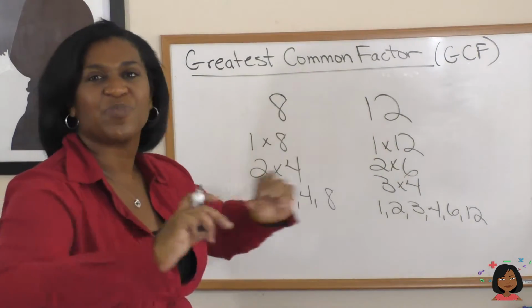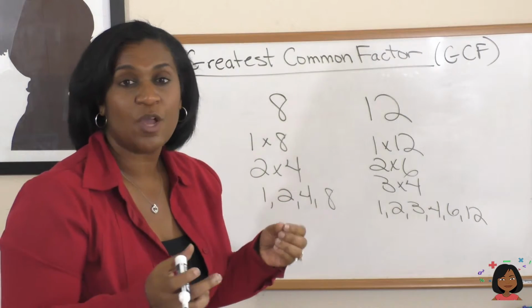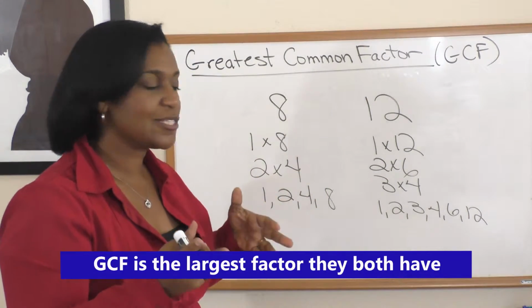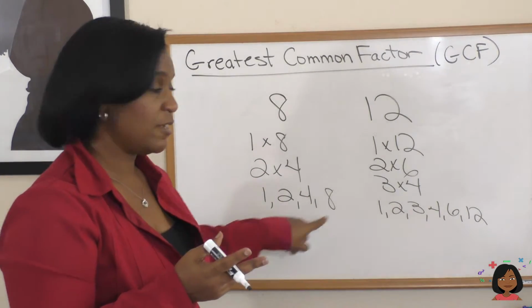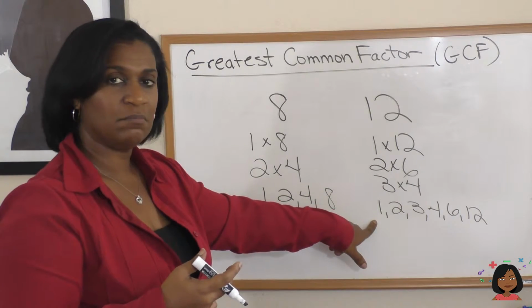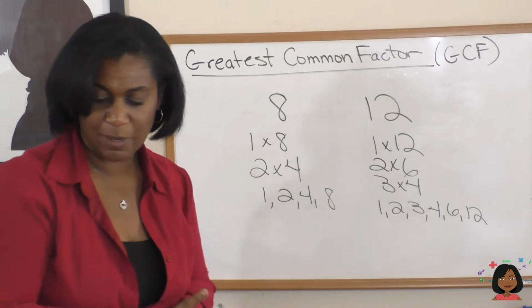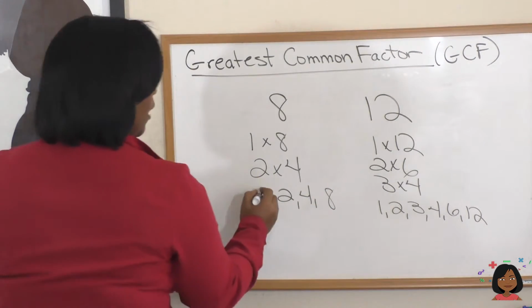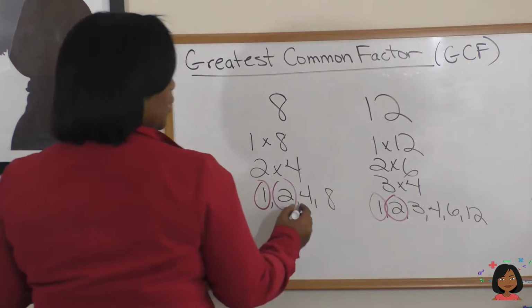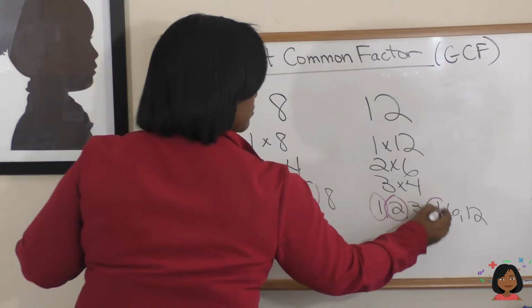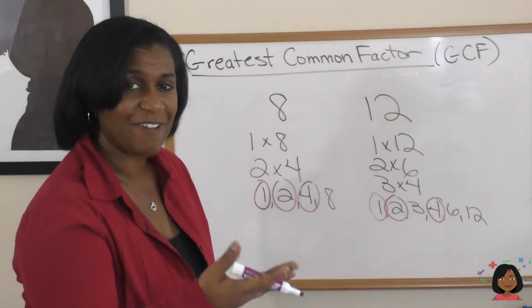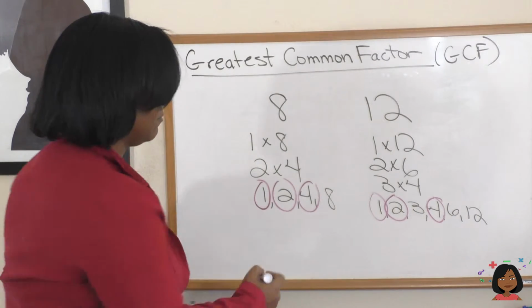So, here we go. Greatest common factor, meaning, what is the factor that these two numbers have in common? So let's look for a number that's here, and the biggest one. Well, they both have 1. Let's circle. Where's my marker? They both have 1 in common. They both have 2 in common. They both have 4 in common. And that seems to be it. So the greatest common factor is 4.